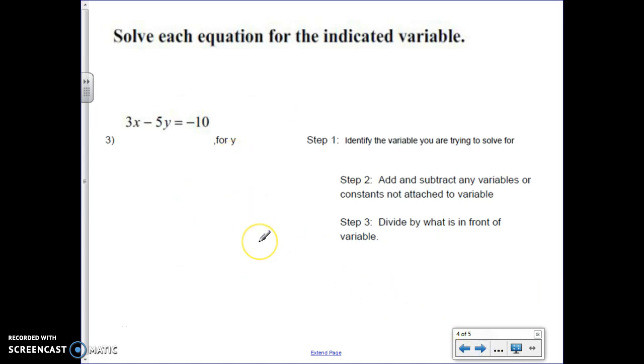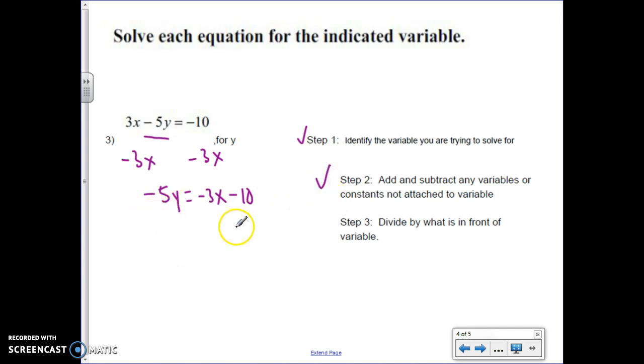All right, so in this case, we're trying to get y by itself. So I'm going to get negative 5y by itself. What does that mean? Well, what's being added or subtracted is the 3x. So I'm going to subtract 3x from both sides. So I got negative 5y equals negative 3x minus 10. And so step 2 is done.